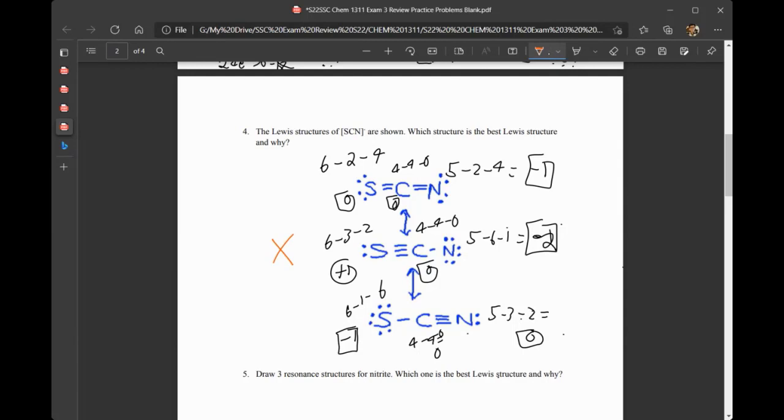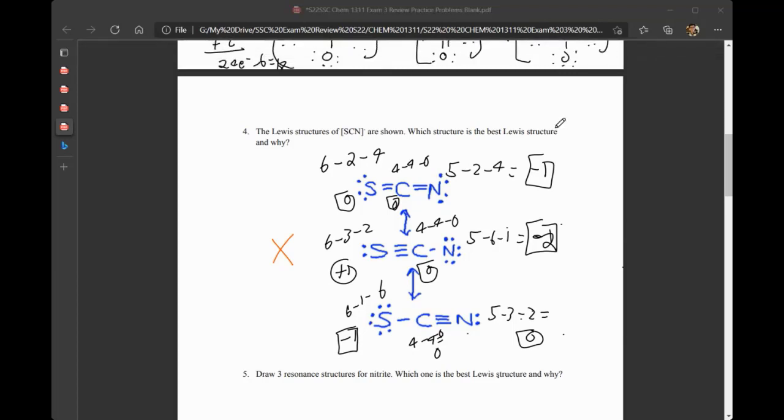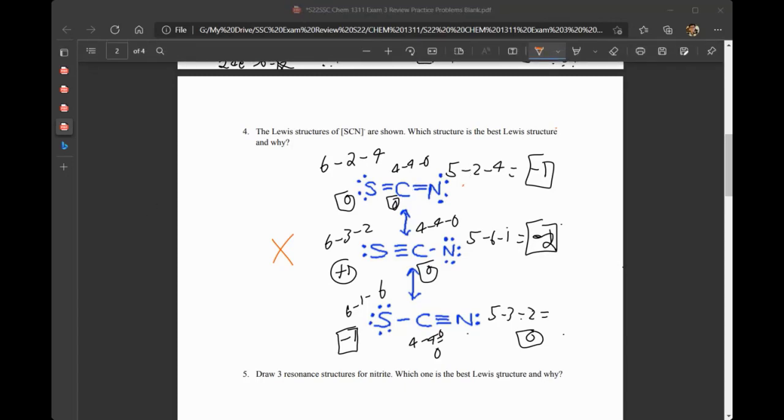So it's not this one. And then for the first one, we both have -1 charge, and that's okay. That kind of makes sense because we have the SCN minus, which has a minus charge. So we're going to check to see which one is more electronegative.